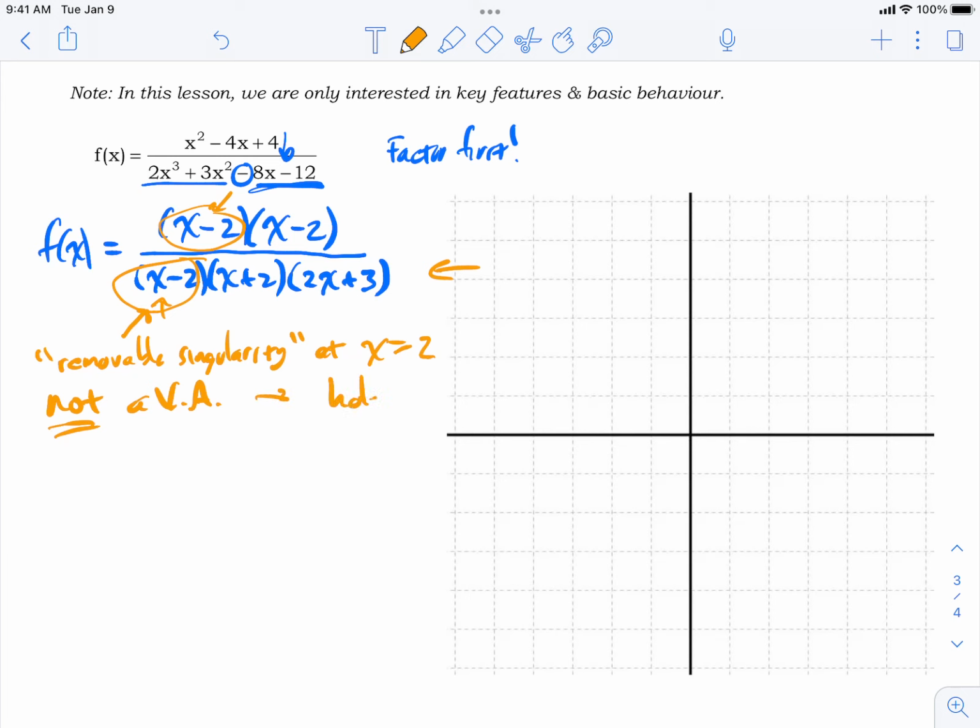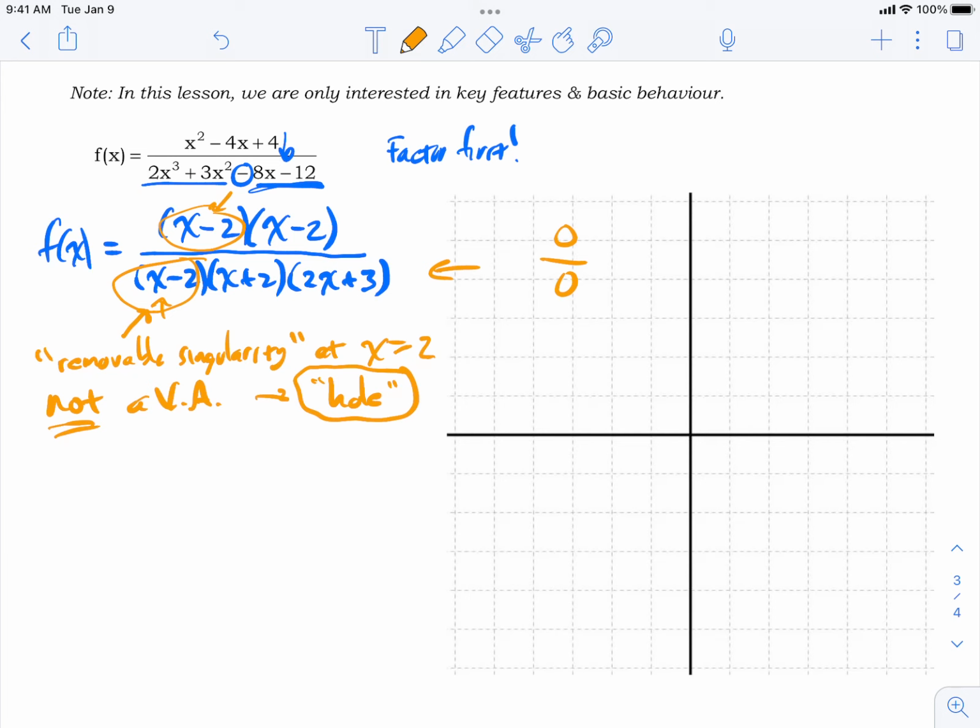What is it? It's called a hole. It's a hole because you're still not allowed to plug in x equals 2, because 0 over 0 is just as bad as dividing by 0. But it's not a pure division by 0. It's a 0 over 0. That's a different thing. We're going to have, in effect, a hole in our function right there.